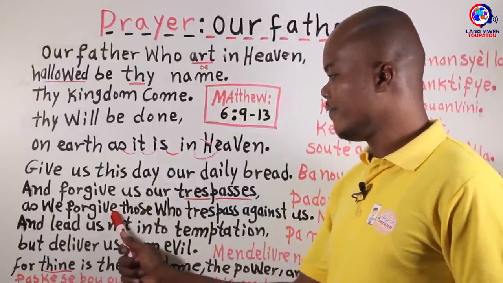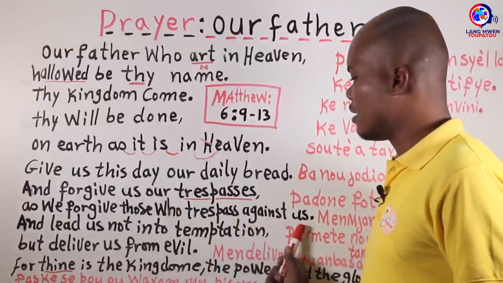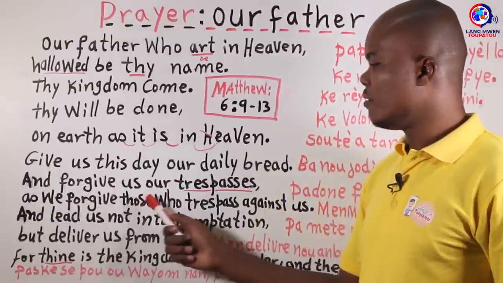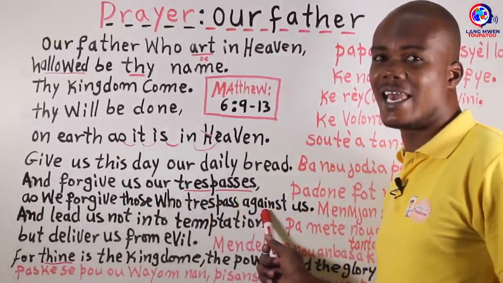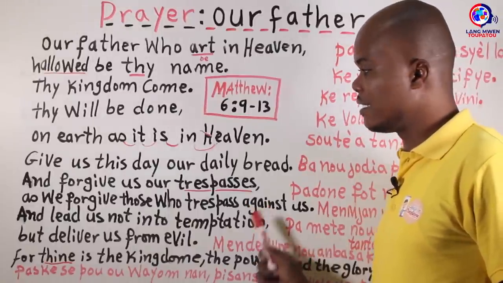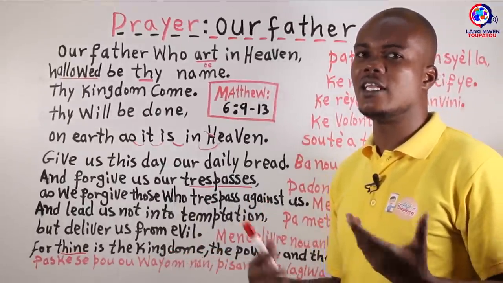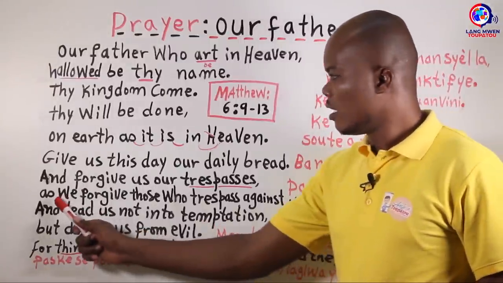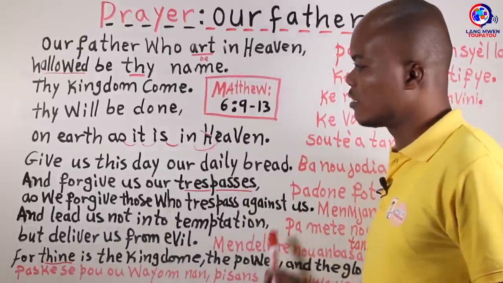As we forgive those who trespass against us. Against. Okay? As we forgive those who trespass against us. Ça se prononce against. Against, for American English. For Canadian English, you say against. Okay. As we forgive those who trespass against us.